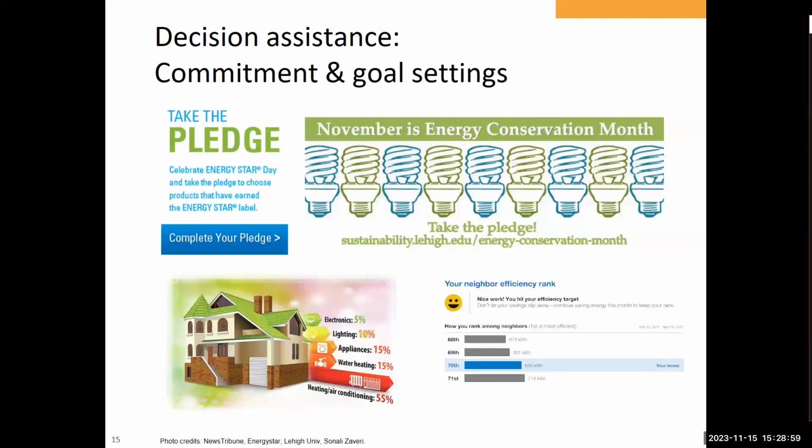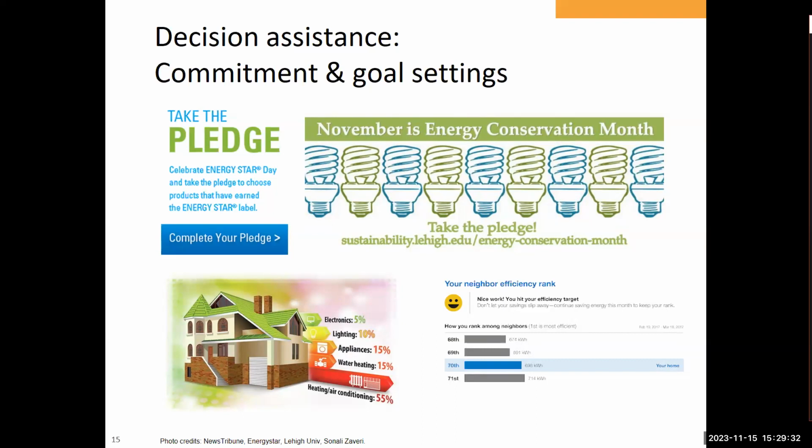Now, if we move on to the next domain of choice interventions, that is decision assistant. And here in particular, I would like to talk about commitment and goal setting. Commitment devices are a set of interventions that allow energy users to lock themselves today into the action or behaviors, energy behaviors, they want to adopt tomorrow. So, for example, commitment can take the form of an oral or written pledge or promise to change behavior with the aim to conserve energy, of course, or use energy more efficiently.